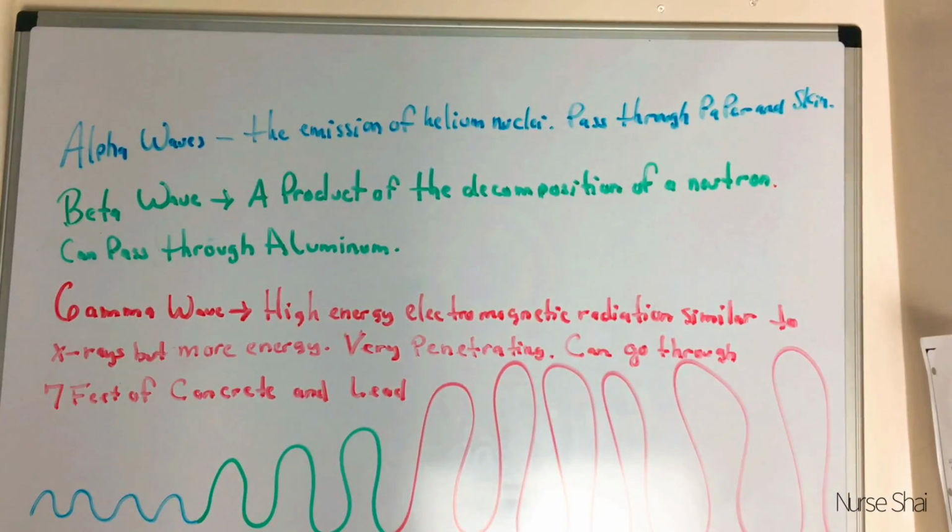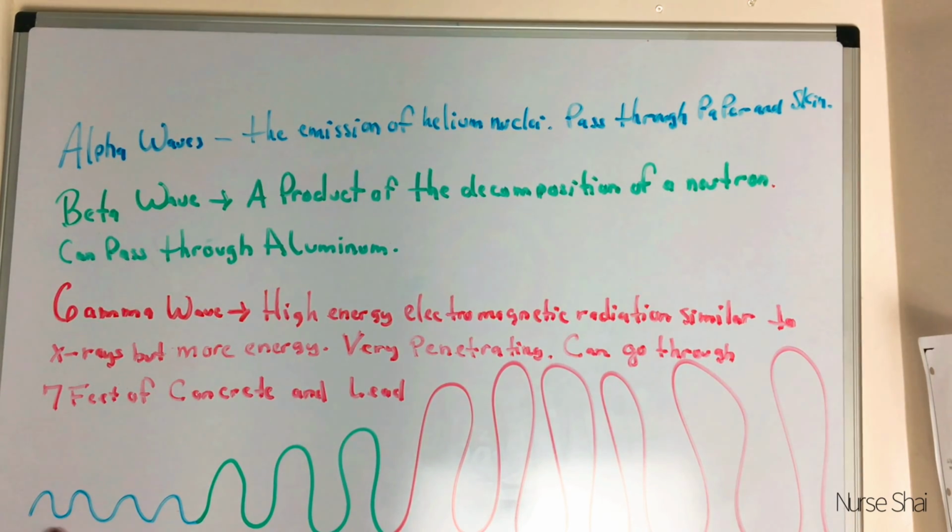Alright guys, so alpha waves are the emissions of helium. They pass through paper and skin, and you can see it demonstrated here. The beta wave is a product of the decomposition of a neutron. It can pass through aluminum.